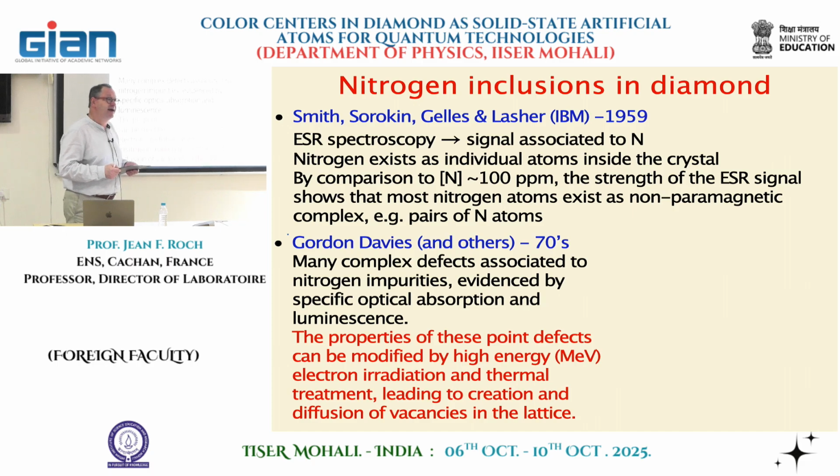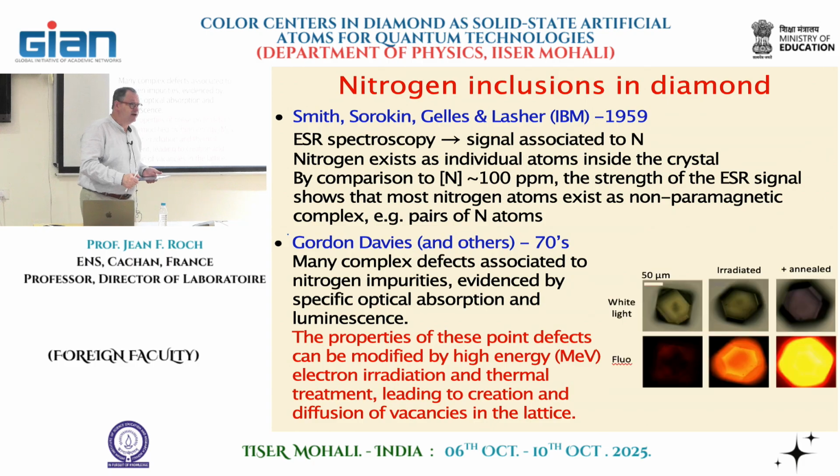This electron irradiation will create a lot of vacancies in the crystal. This is well known from particle physics, from nuclear physics. And after that, using thermal treatment, you will move the vacancies. They can remain as dispersed vacancies, but they can also bond to impurities in the crystal and then create complex color centers, giving rise to different colors. And this is just an illustration of that.